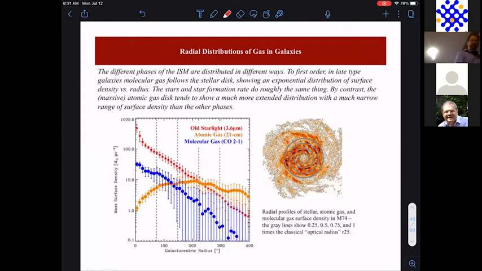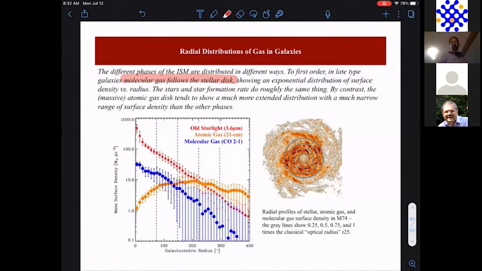So if you were thinking about a late type, meaning actively star forming disk galaxy, the thing you can think about is basically that the molecular gas follows the stellar disk. You can see that here, this is a plot of the mass per unit area. This is the molecular gas phase. This is the surface density of stars, of stellar mass. So you can see the molecular gas tracking the stellar mass with this offset in overall normalization that we just saw in the previous part of the talk. So these things track one another.